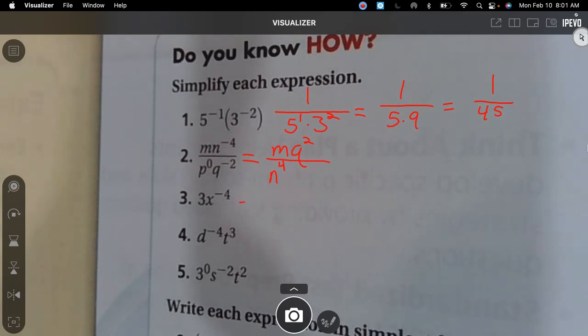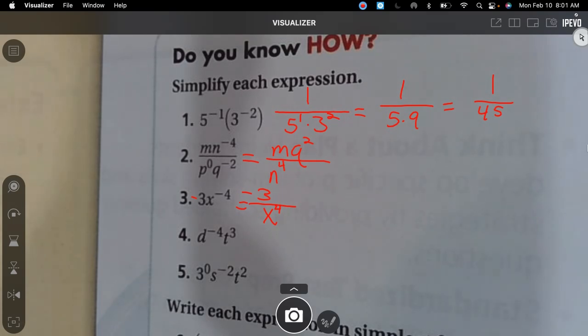On this one, your 3 does not move. It does not have a negative exponent. X to the negative 4, negative exponent, it moves. So it goes down there, x to the 4. Let's pretend that that was a negative 3. Well, your negative 3 would still stay because it does not have a negative exponent. It's just rules. We just follow the rules. The rules don't change. They are the same every time.